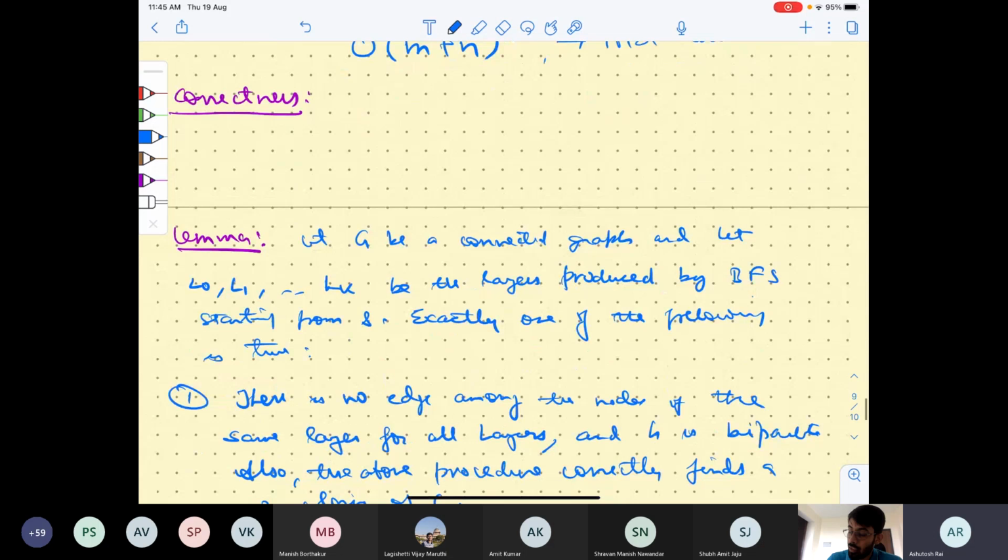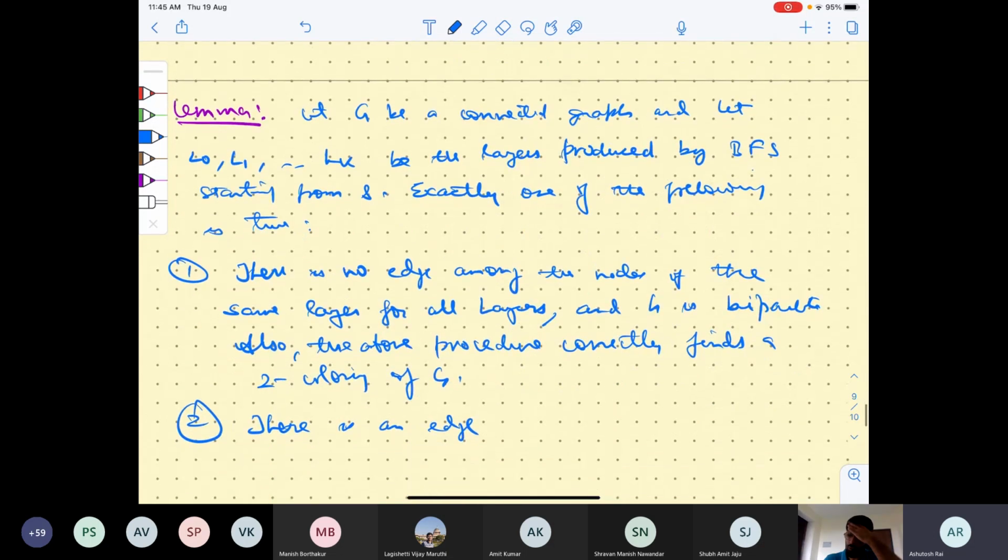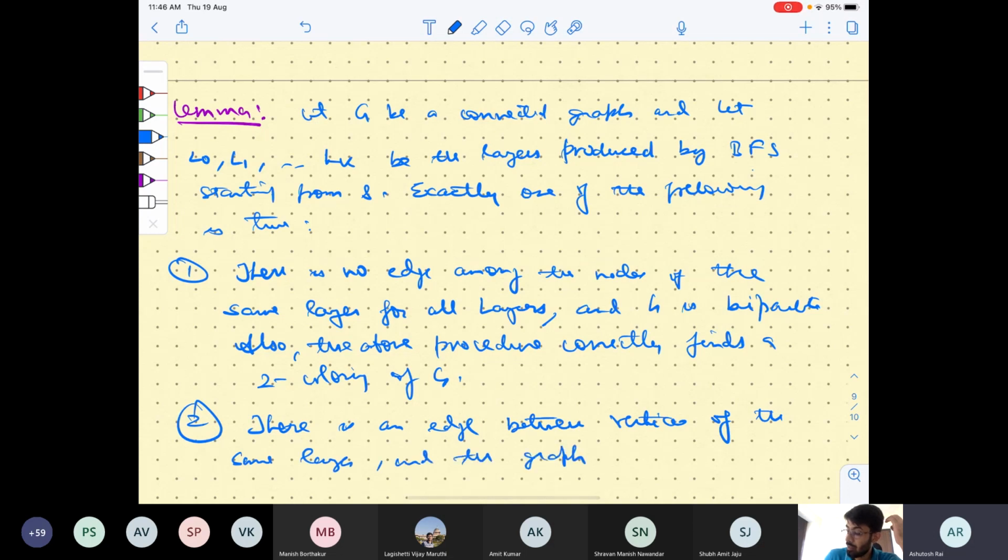And now we are arguing the correctness. For the correctness, we are showing a lemma: if G is a connected graph, and the layers are L0, L1 to Lk, then either there is no edge among the nodes of the same layer for all the layers, and then the graph is bipartite and the procedure correctly outputs a two coloring of G, right? Or the second case is there is an edge between vertices of the same layer, and the graph is not bipartite.